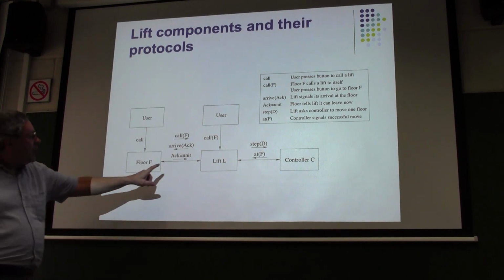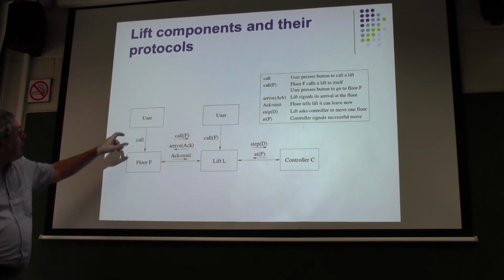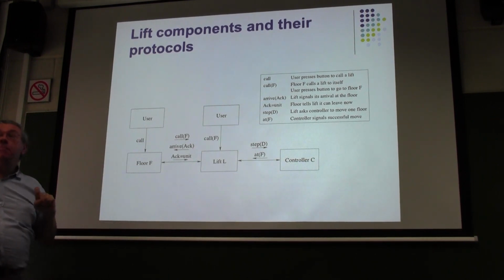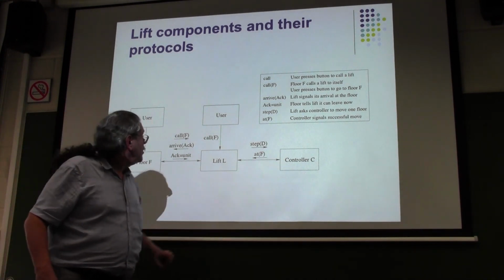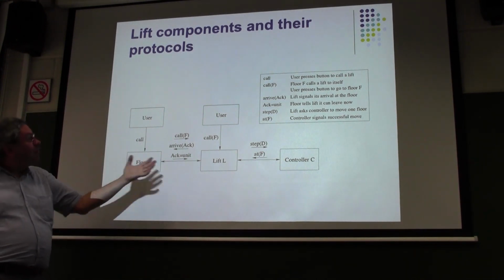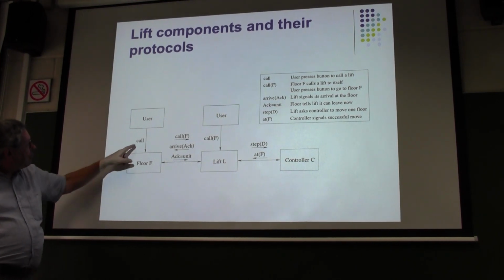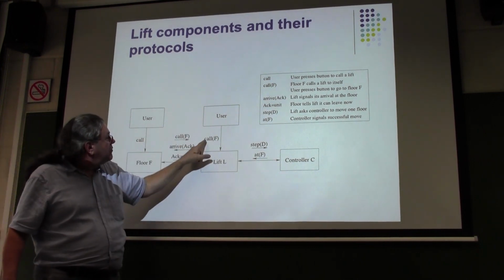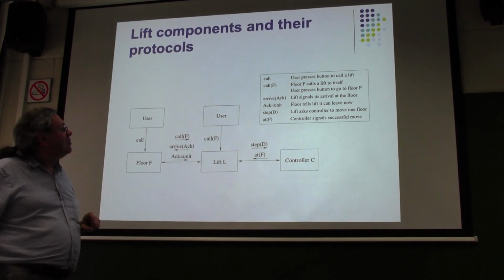So this is a summary of the components and their protocols. Okay? Each lift will be an active object. Each floor will be an active object or port object. We will also model the users. Pressing a button will be modeled as a message sent. Okay? And then there's the controller. There's a bunch of possible messages here. The user standing in front of the floor calls the lift. The user can be inside the lift wanting to go to a floor, so does a call F message.